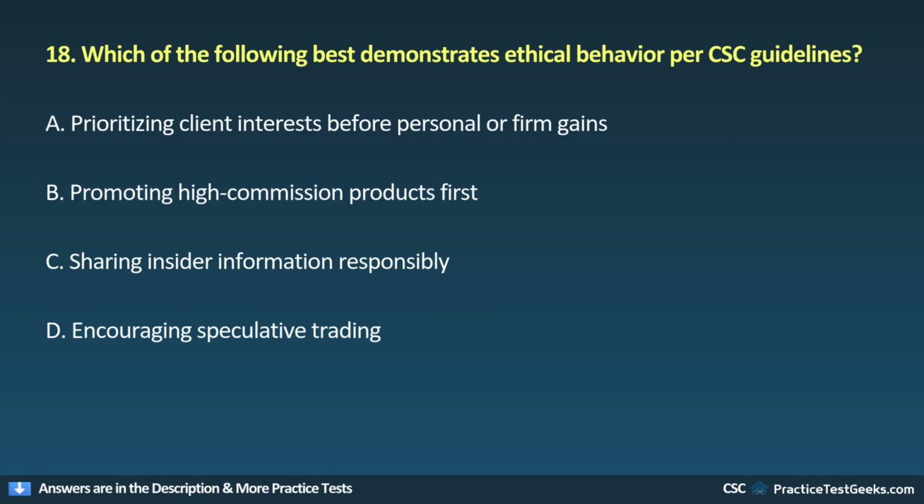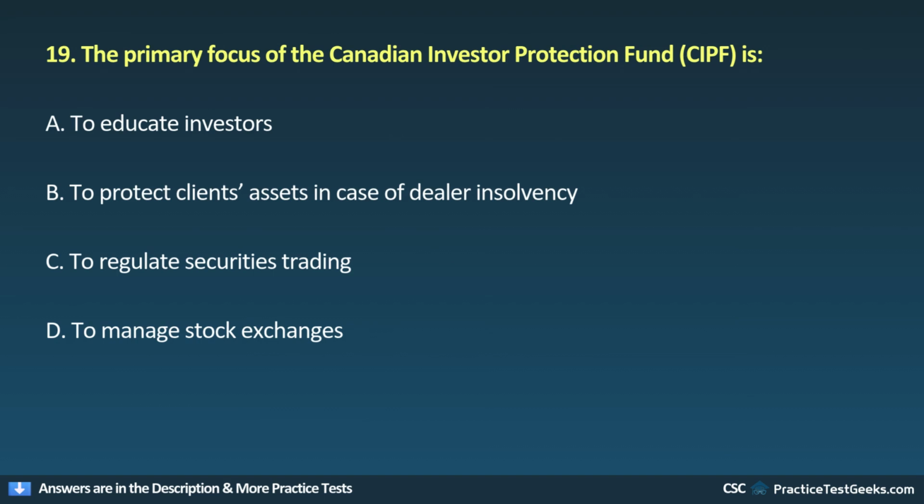C. Sharing insider information responsibly. D. Encouraging speculative trading. 19. The primary focus of the Canadian Investor Protection Fund, CIPF, is A. To educate investors. B. To protect clients' assets in case of dealer insolvency. C. To regulate securities trading. D. To manage stock exchanges.